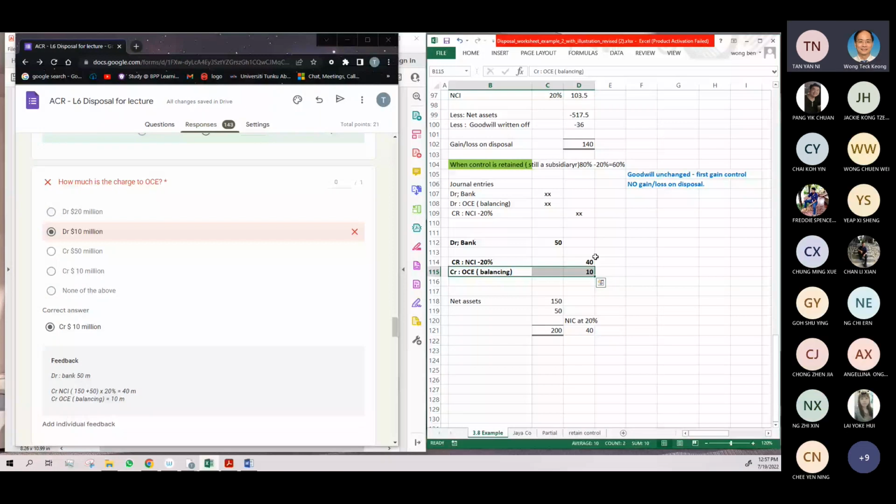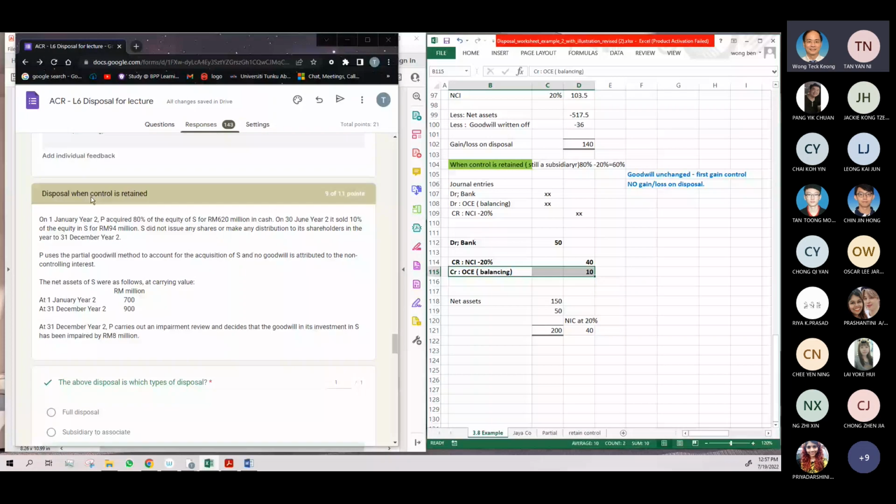So next one, this one is very friendly. They told you already, disposal when control is retained. So it's under here, the journal entry. On 1st January year 2, P acquired 80% for cash. So then you have to compute goodwill, correct? And on 30th June it sold 10%. So you have to draw out the simple map.